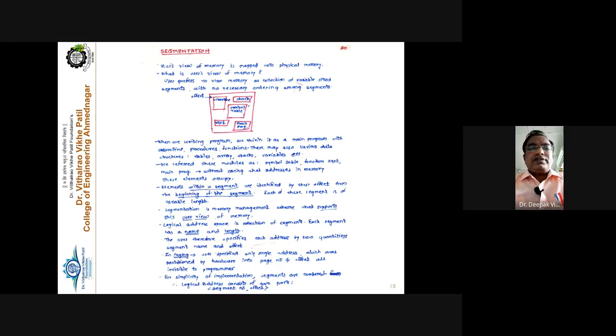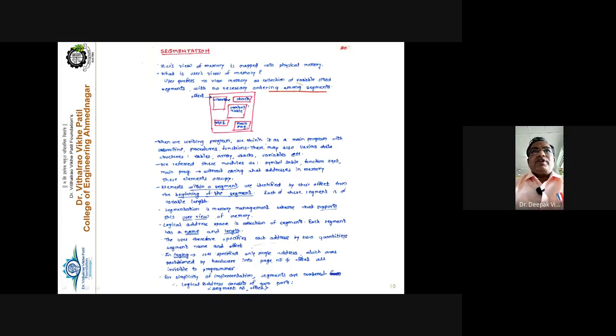You can see from the figure that the user's view of memory is mapped onto the physical memory. So what is the user's view of memory? It is nothing but the user preferring to view memory as a collection of variable-size segments with no necessary ordering among the segments.